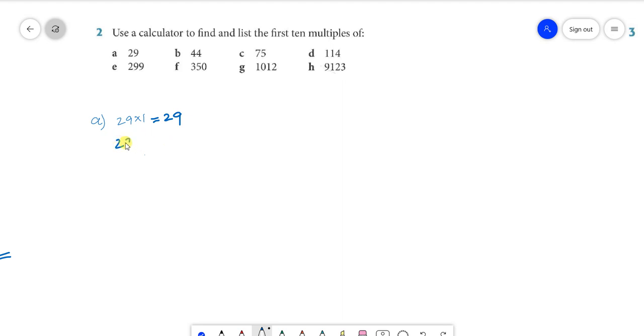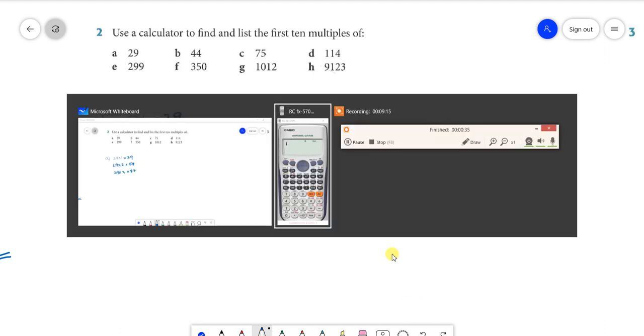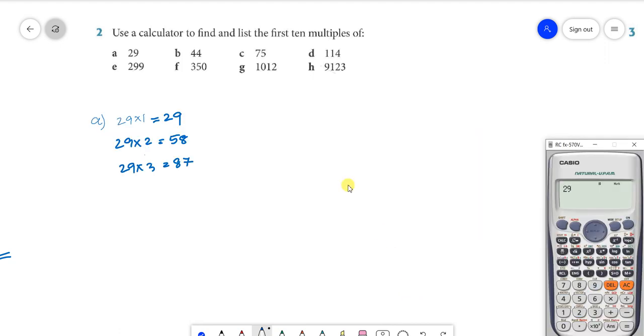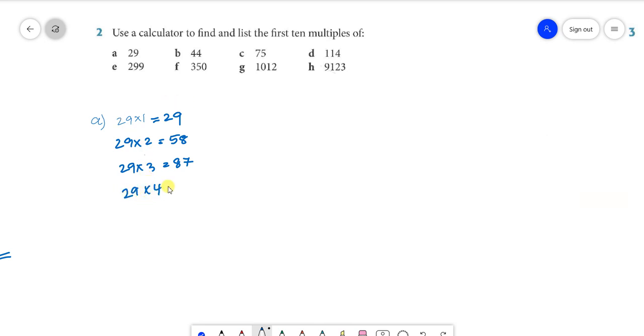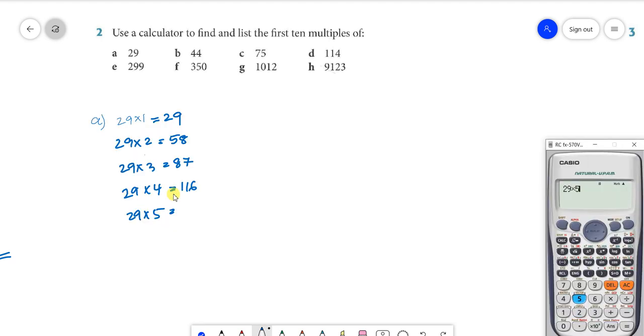And then 29 times 2 is equal to 58. 29 times 3 is equal to 87. 29 times 4 is equal to 116. 29 times 5 is equal to 145.